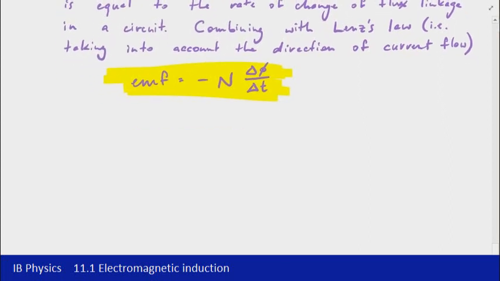Note that the way I've written that, with the N out the front, sometimes you'll see it written as N delta phi in the numerator, so N delta phi on delta t, flux linkage over time. Either way, it doesn't really matter which way you make sense of it, but just be aware that the flux linkage is N by delta phi.